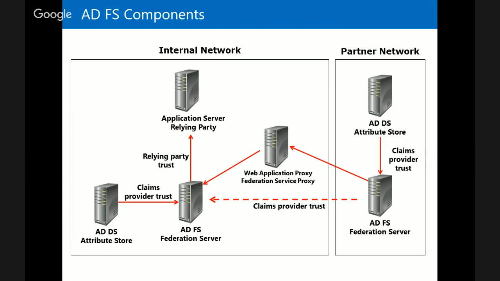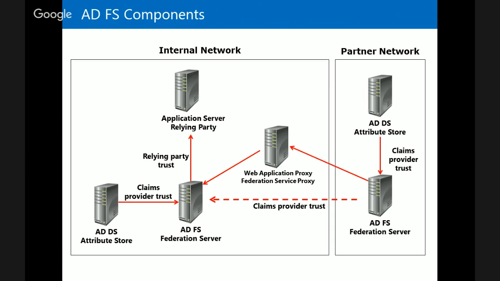This is an important slide. Let's just go through this. We see that, in this case, it's a business-to-business scenario. In the partner network, there's some type of attribute store. Again, they're using Active Directory. They don't have to, but they say we're using it for this example.